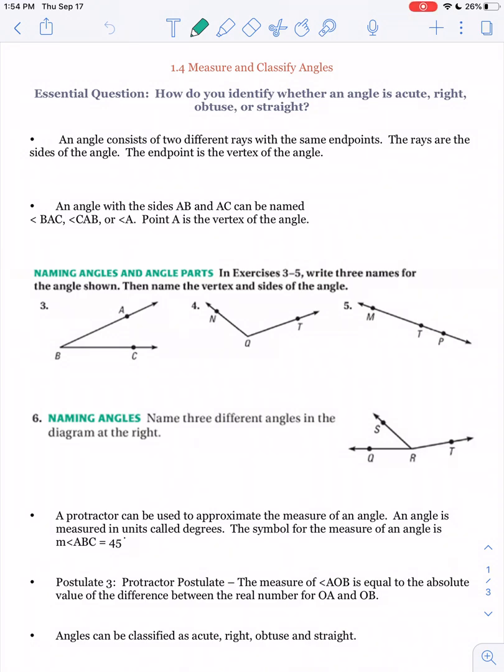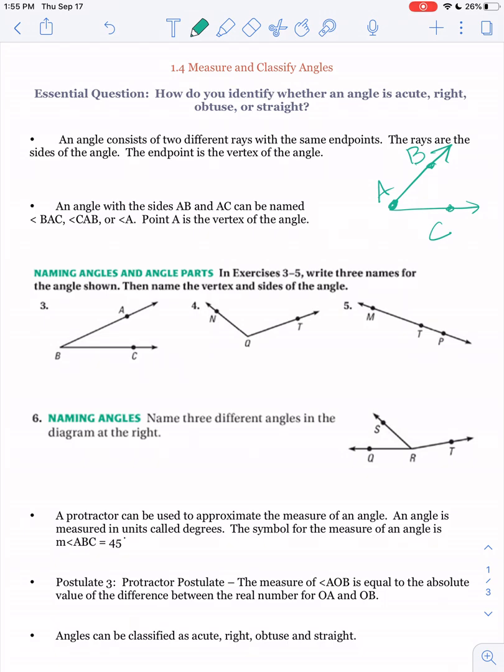This is Honors Geometry, Lesson 1.4, Measure and Classify Angles. First of all, what is an angle? An angle consists of two different rays with the same endpoint. So if we have this ray, we'll call that ray AB, and we have another ray that shares point A, and we'll call that ray AC. That would be an angle.